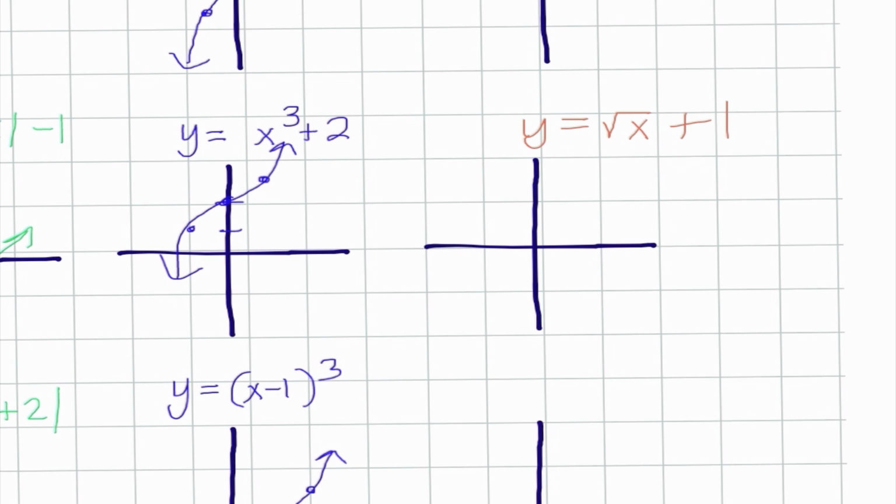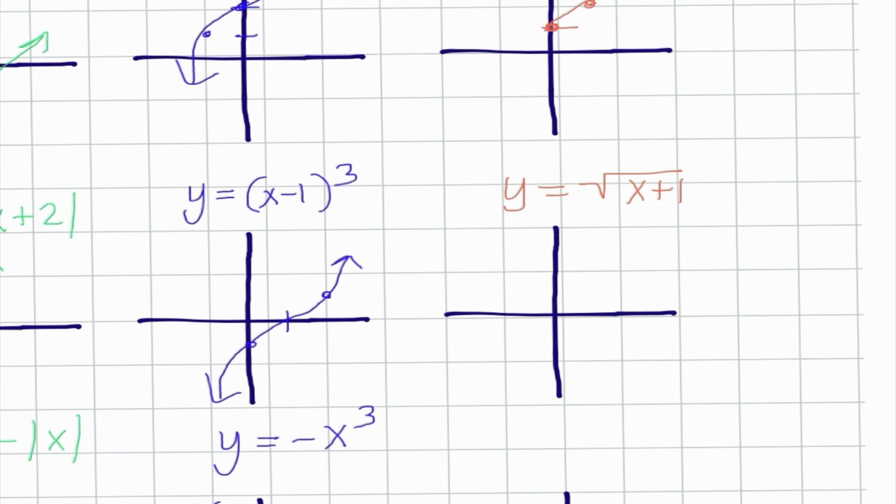Y equals the square root of x plus 1. That means I'm going to move up 1 and then move up 1 over 1 and draw the top half of my parabola. So adding this value is a vertical shift.